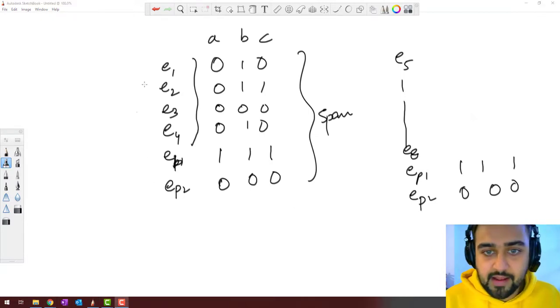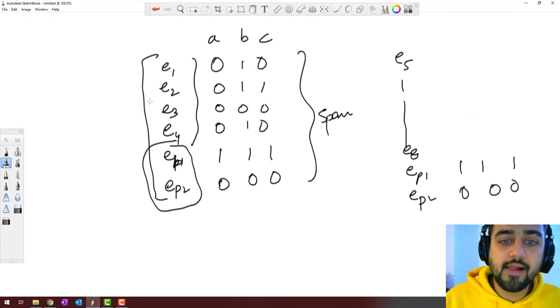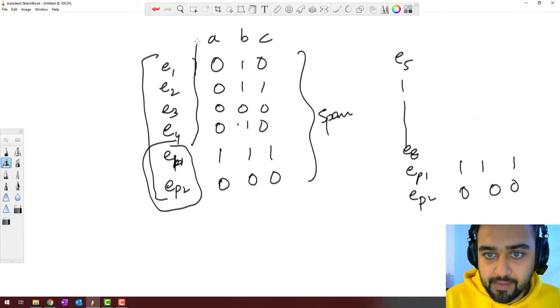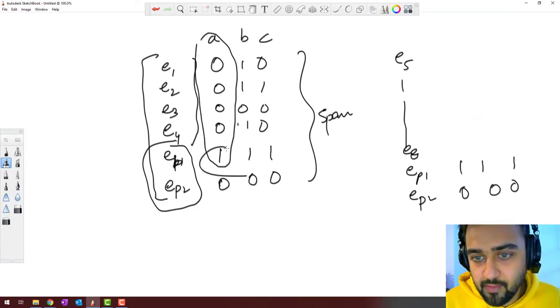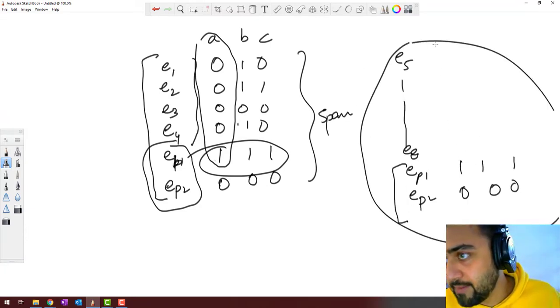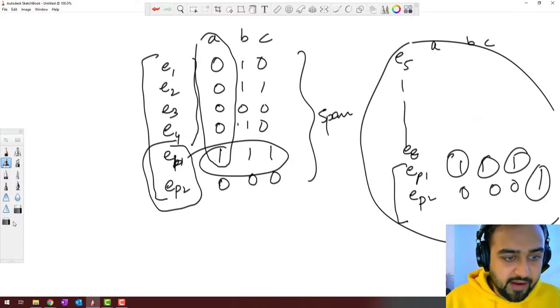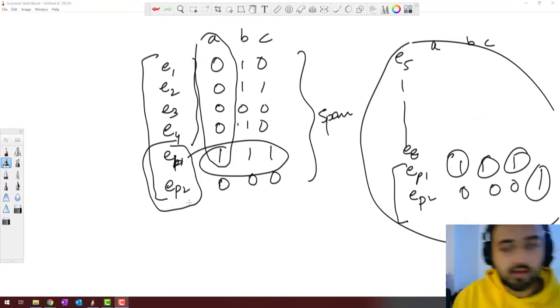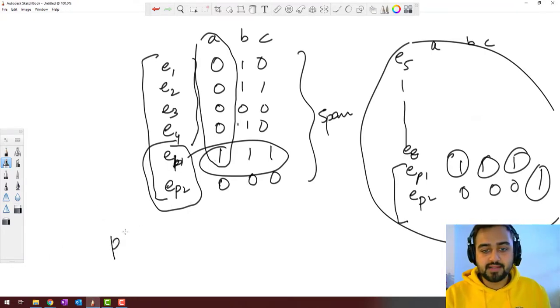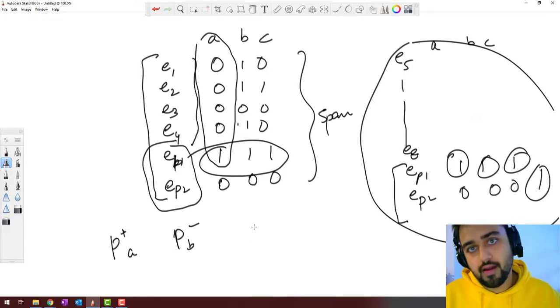As you can see, the number of documents in spam has increased by 2, while the number of samples for each of A, B, and C has increased by 1. Similarly for ham, the number of documents has increased by 2, while the number of samples for each of A, B, and C has increased by 1. Therefore, we derived the new formula for smoothing. Now we use these new probabilities, P plus A and P minus B and so on, in the formulas we derived earlier to classify a new email into spam or ham.